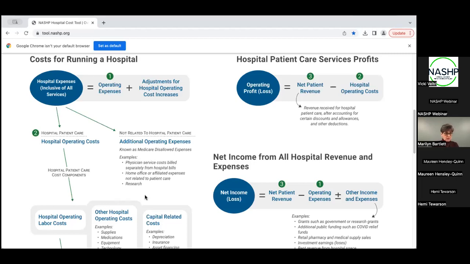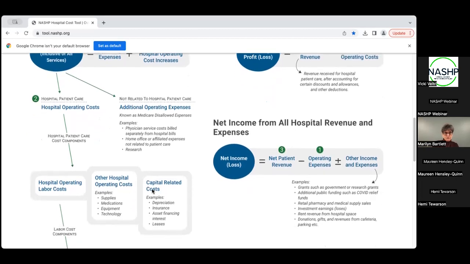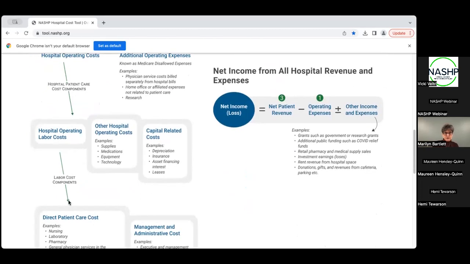We do also move out services that the hospital sells to other parties. The revenue, if they have a lab and they sell their services to another entity, that revenue will not be in hospital net patient revenue. It's in other revenue, so we move it out. We further then take the hospital operating costs and we lump it into 3 general categories. And you can look on this tab to get a little bit more detail, but it'll be hospital operating labor, hospital operating costs, and then capital related.